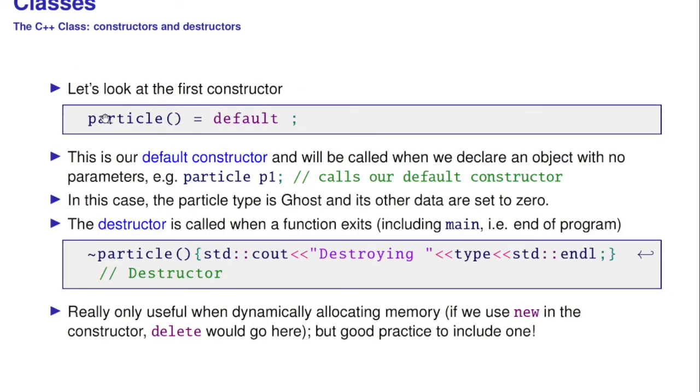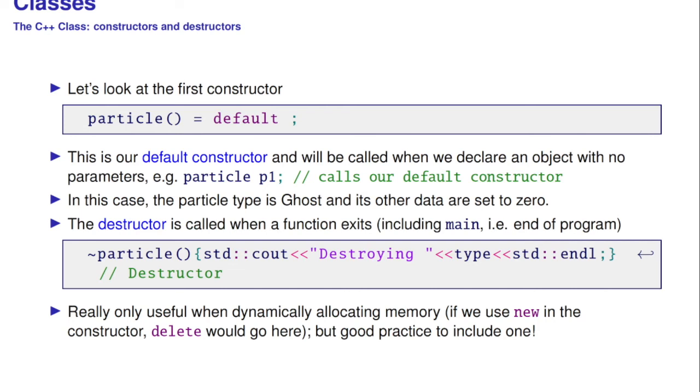So the first constructor, particle equals default, is the default constructor and will be called when we declare an object with no parameters. For example, if we say particle P1, which by definition calls the default constructor. In this case, the particle type will be set to ghost and its other data are set to 0. The destructor is called when a function exits, including main, for example, at the end of a program. And we can see that in this case it will be called then.